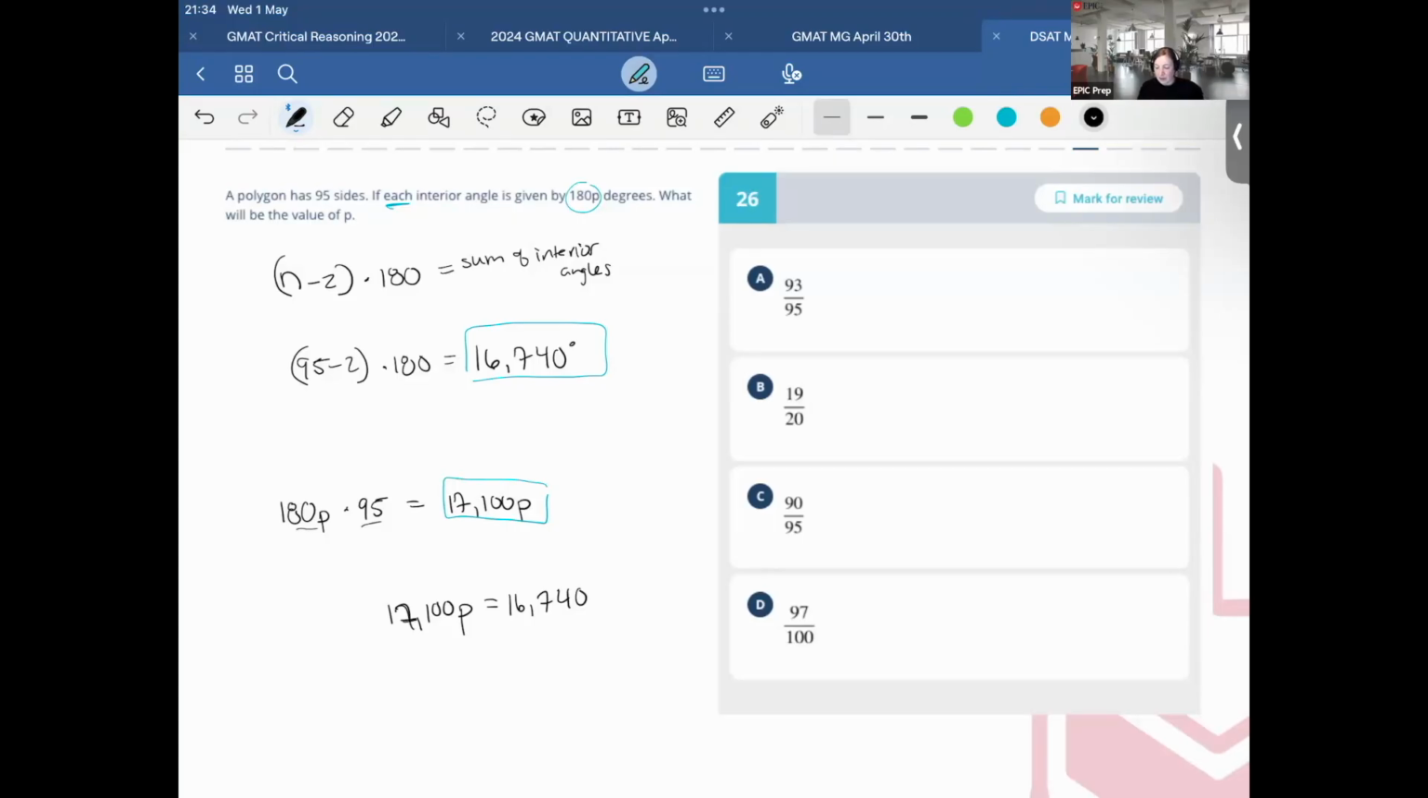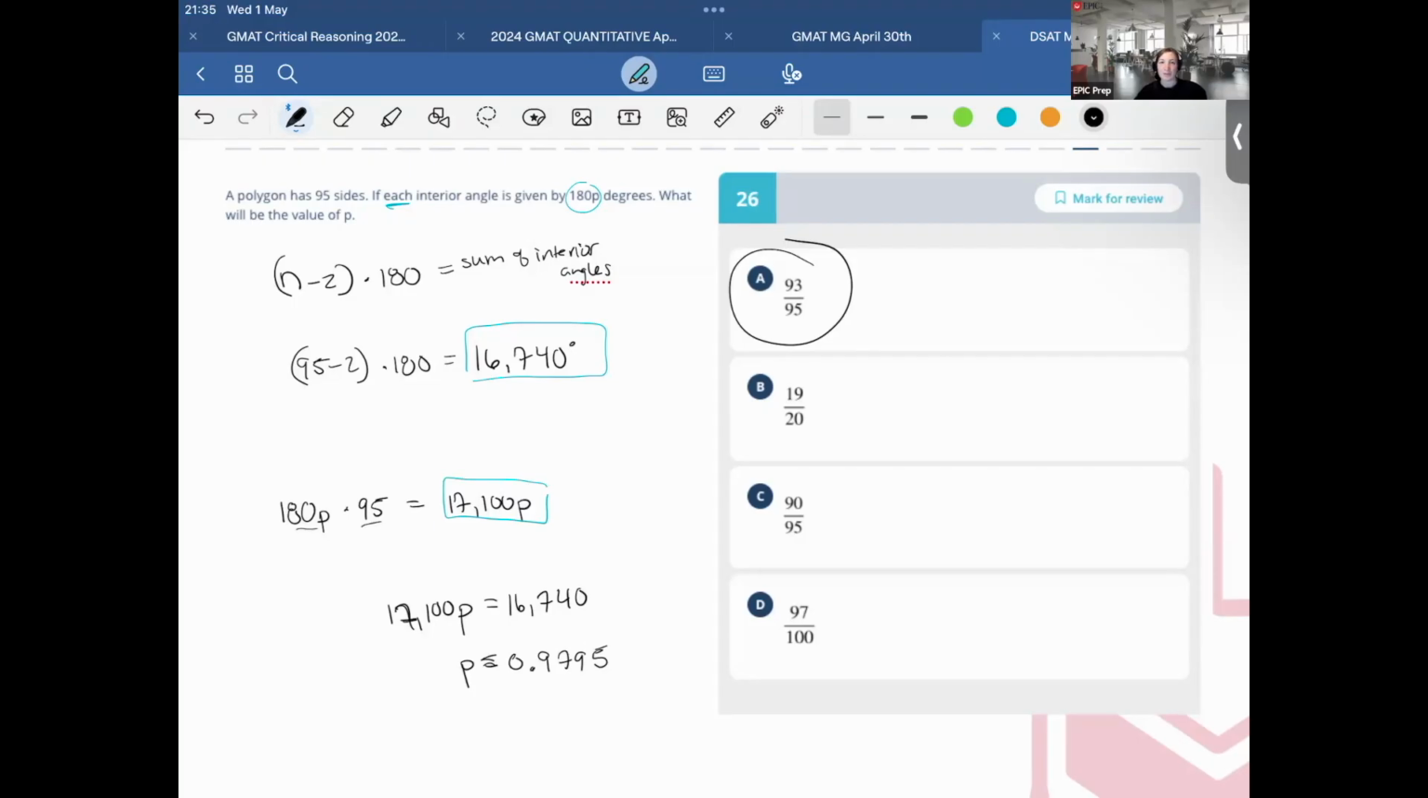And then divide each side by 16,740 divided by 17,100. And that gives me approximately 0.9795. And looking at the answer choices, the fraction that gives me that exact value is 93.95. And that would be the answer.